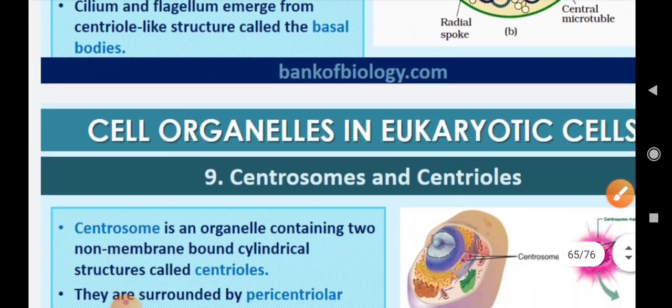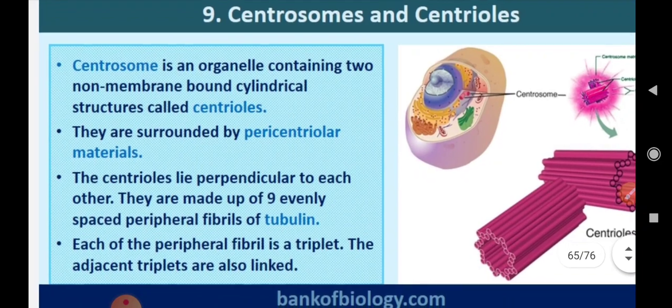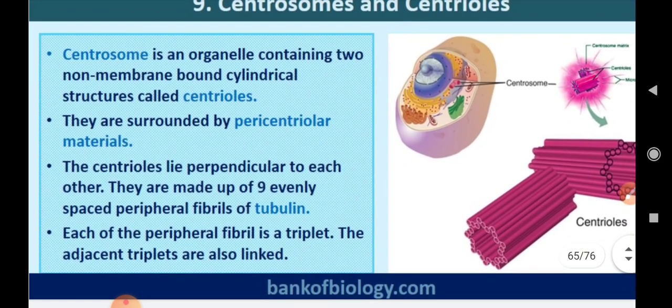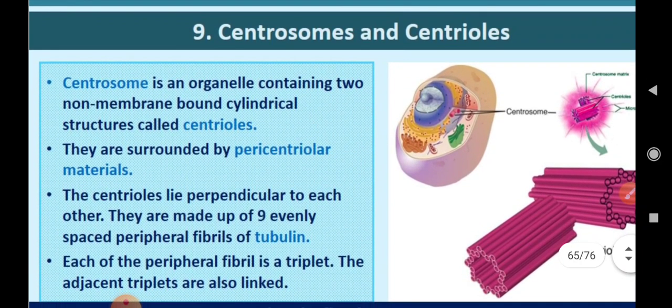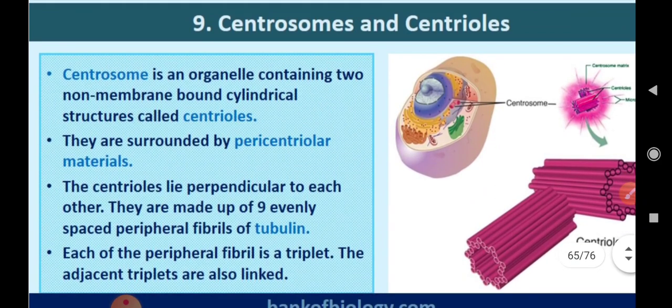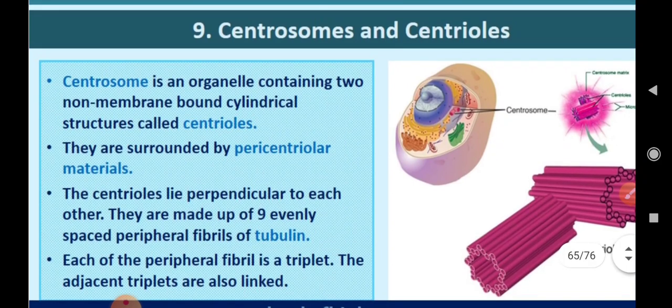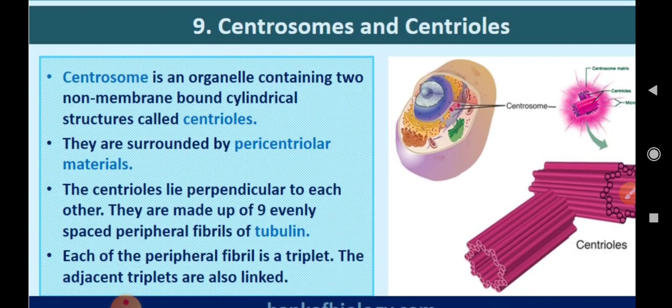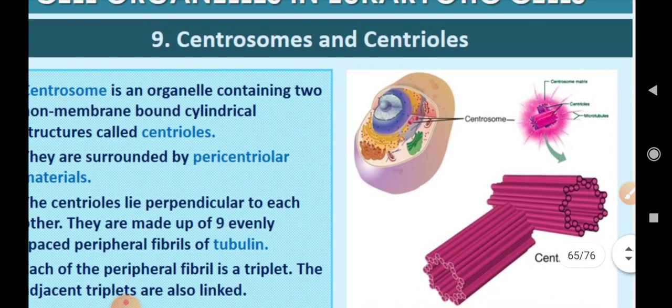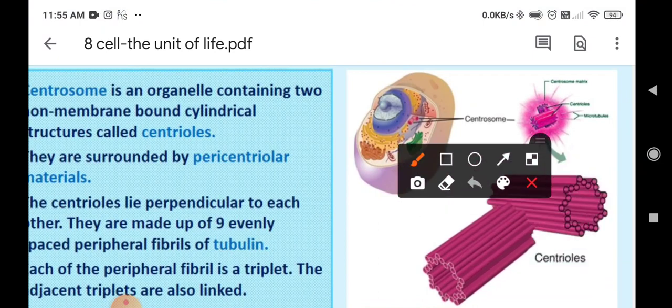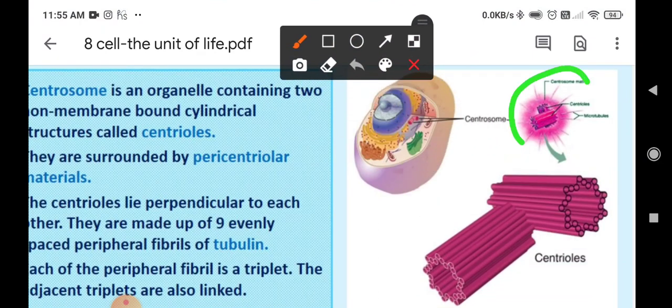Now moving on to the centrosomes and centrioles. These are cell organelles which are only present in animal cells, and they are absent in plant cells. These are non-membrane bound, cylindrical structures, known as centrioles. If you look at them carefully, you will find a structure like this. You will find two centrioles, and this whole structure is known as the centrosome.